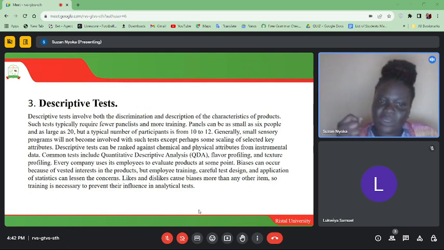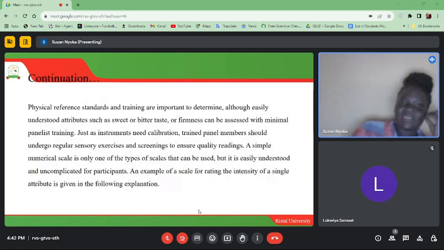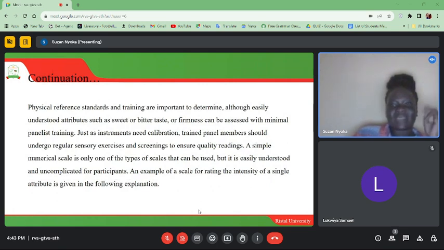And every company uses its employees to evaluate products at some point. So biases can occur because of vested interest in the product. But employee training, careful test design, and application of statistics can lessen the concerns. Likes and dislikes cause bias more than any other item. So training is very necessary. Physical reference standards and training are important, although easily understood attributes such as sweetness or bitterness or firmness can be assessed with minimum panelist training.